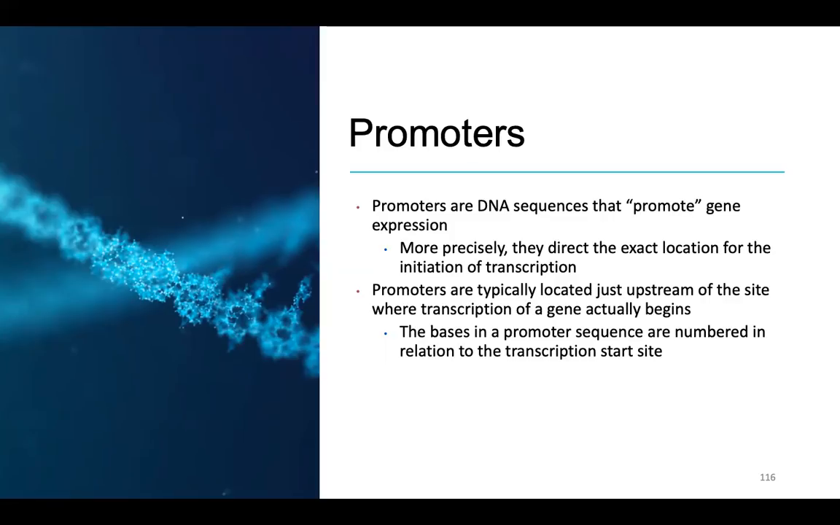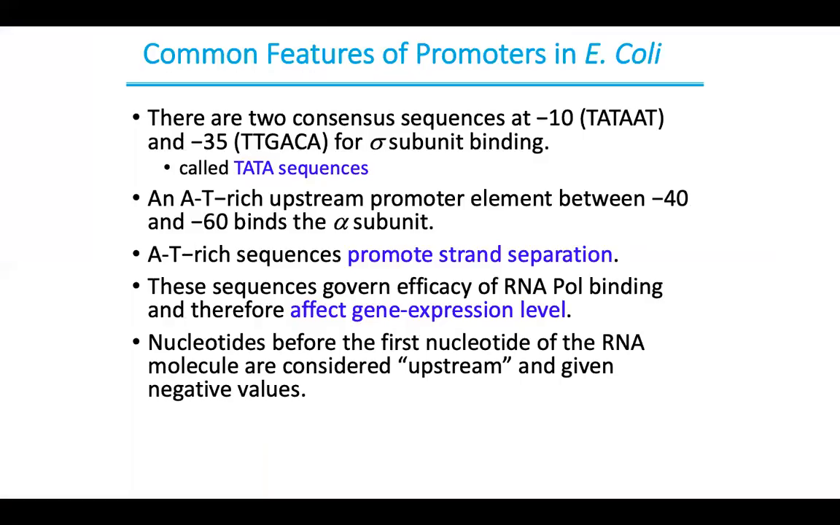So promoters are typically located just upstream of the site where transcription of a gene actually begins. Now, a promoter site is not actually transcribed. It's just a binding site for the RNA polymerase. The bases in a promoter sequence are then numbered in relation to the transcription start site. Okay. What are the common features of promoters in E. coli?